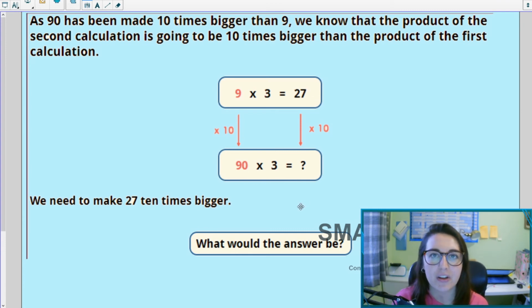Have a pause of the video here. See if you can work this out. Don't overcomplicate it. 9 has just got 10 times bigger. So 27 is going to get 10 times bigger as well. What will the answer be?